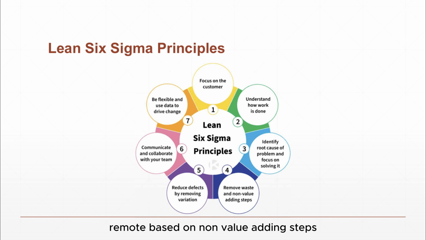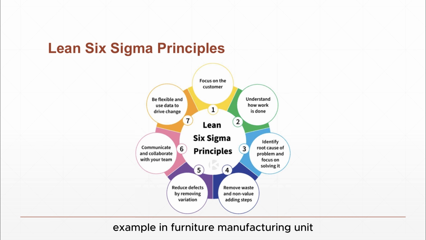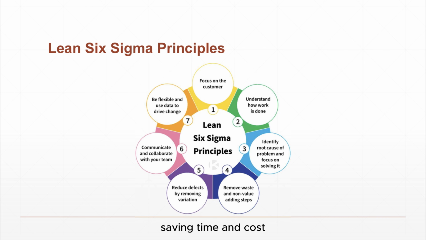Remove waste and non-value adding steps. Lean focuses on eliminating activities that do not add value to the product. Example, in a furniture manufacturing unit, unnecessary movement of materials between departments is reduced by rearranging the layout, saving time and cost.